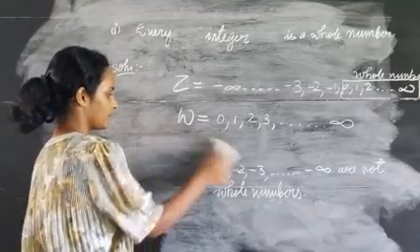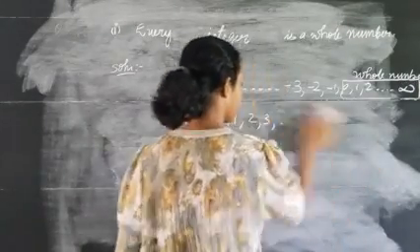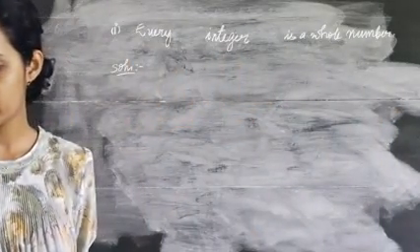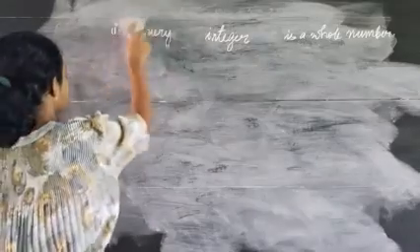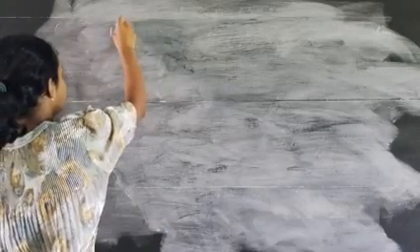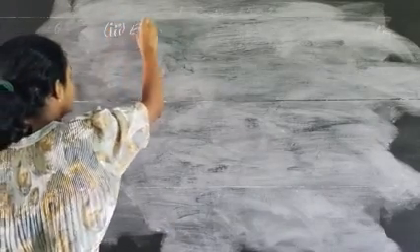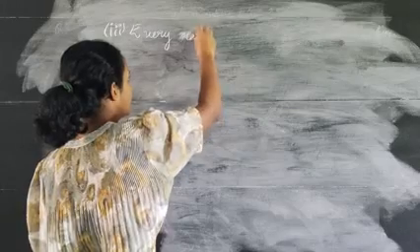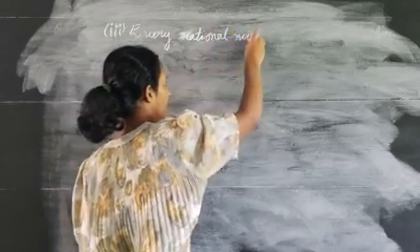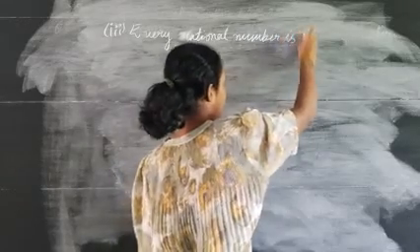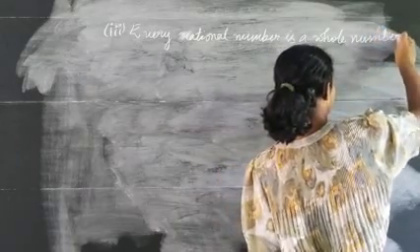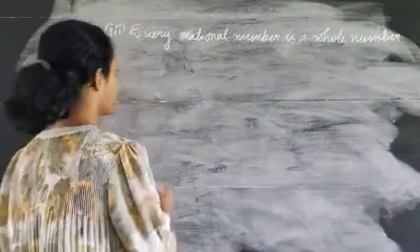Now the next question. Third part. Every rational number is a whole number. Right? So, what do we do?